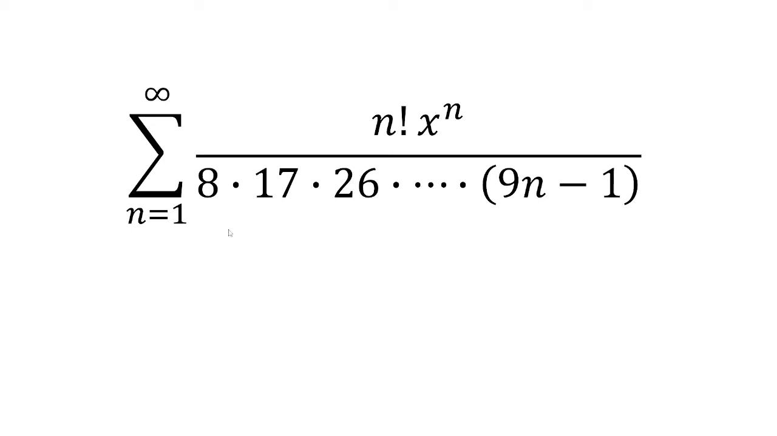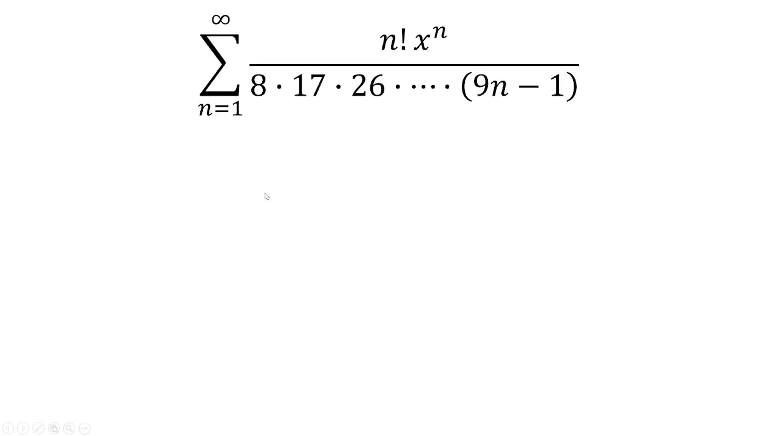We're given the sum from n equals 1 to infinity of n factorial times x to the n over 8 times 17 times 26 times all the way up to 9n minus 1. We want to see whether this converges or diverges, and if it converges, find the radius of convergence and the interval of convergence. So in order to do that, we have to use the ratio test.